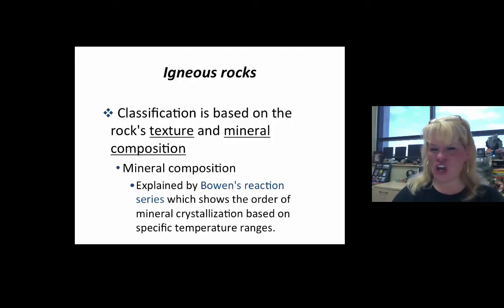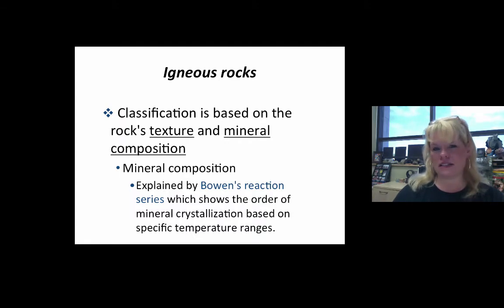All right, so we look at igneous rocks and determine how they form and put them in categories of types of lava and magma based on their mineral composition. And mineral composition is all based on the temperature ranges in which minerals crystallize.